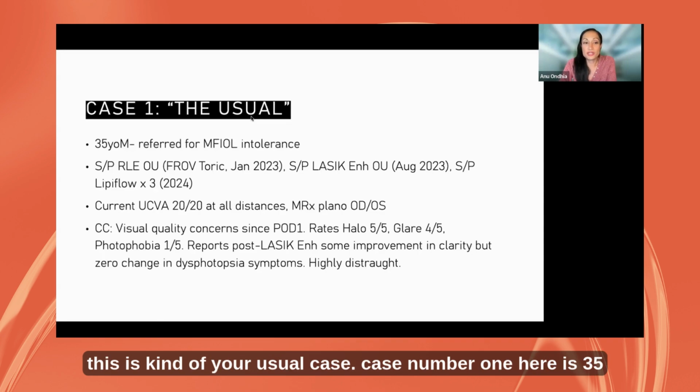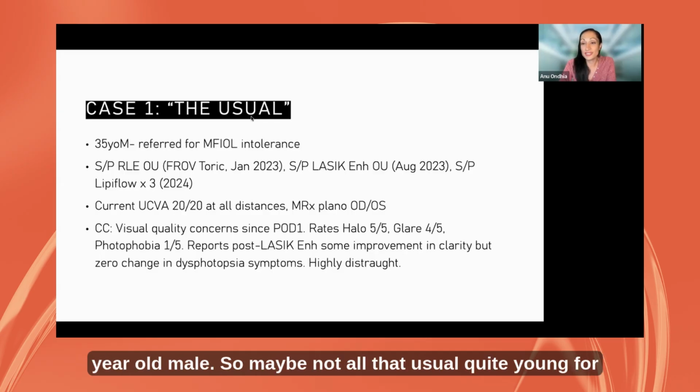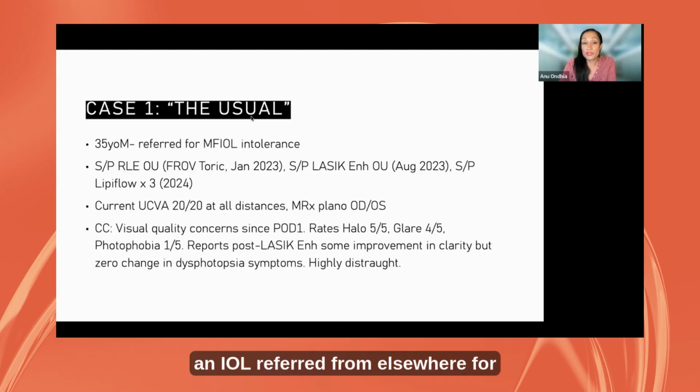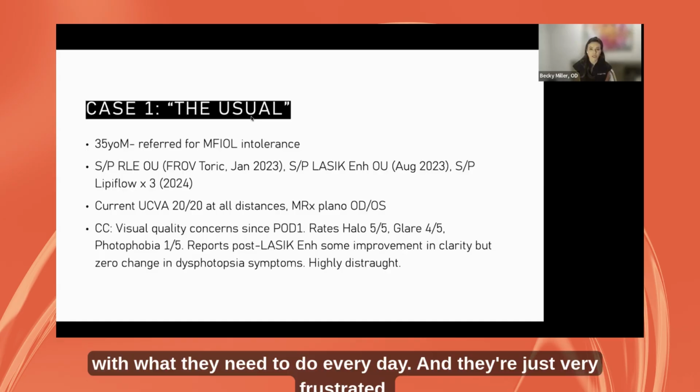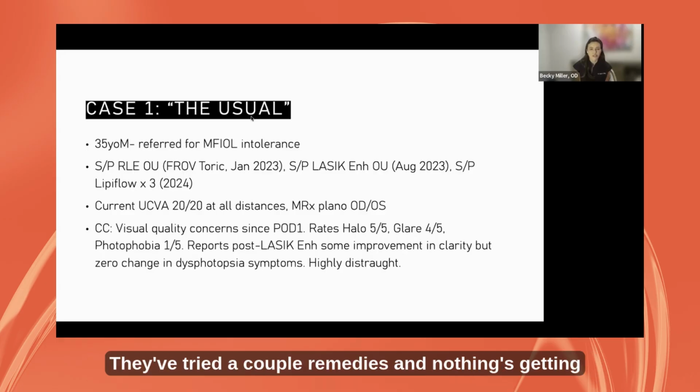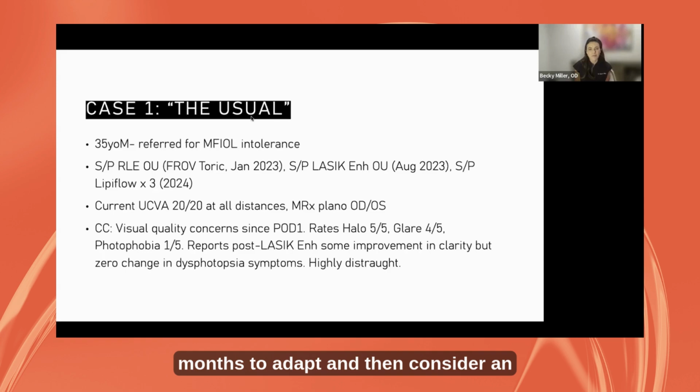So case number one here is a 35-year-old male, so maybe not all that usual, quite young for an IOL, referred from elsewhere for a multifocal intolerance. So when you guys hear multifocal intolerance, what do you sort of think? I'll go to Becky. Yeah, it typically means to me halos, that they're not able to function in some sort of lighted condition with what they need to do every day, and they're just very frustrated. They've tried a couple different remedies and nothing's getting better. Typically I'll try to give them 1 to 2 months to adapt, and then consider an exchange.